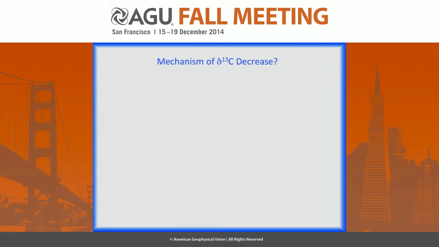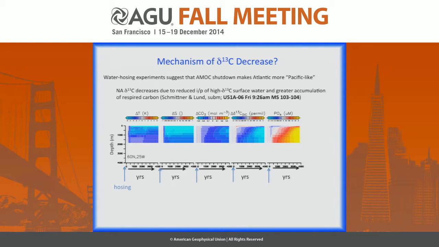So now we've assumed that Delta C13 is conservative, but we know from water hosing experiments, well, we don't know. Water mass hosing experiments suggest that an AMOC shutdown makes the Atlantic more Pacific-like, and we see this in a lot of water hosing experiments. And the experiment that I'm going to look at today is a hosing experiment on a pre-industrial control run. The reason I'm looking at this one is because we can look at changes in Delta C13. And these are results from Schmittner and Lund, and they'll be presented later this week.